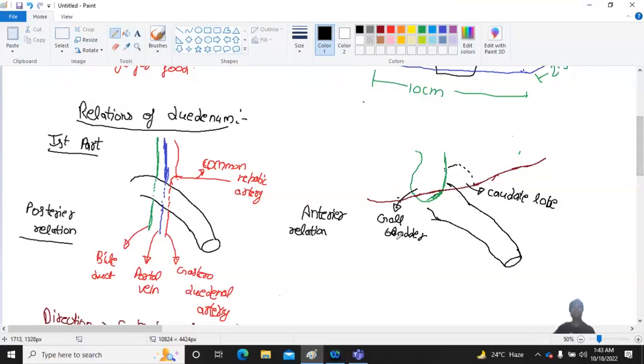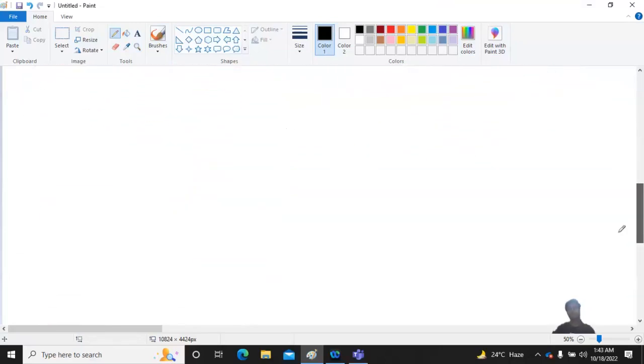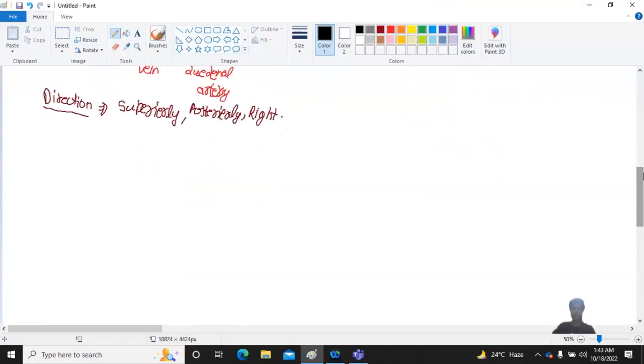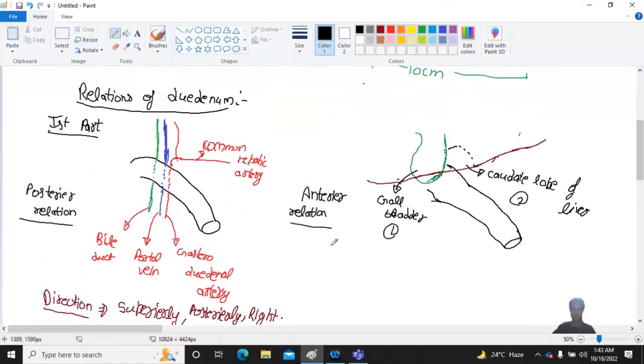These are the anterior relations of the duodenum. What? One, gallbladder and the caudate lobe of liver. Now come to the second, third, and fourth part. We can here write also superior and inferior relation. Superior and inferior relation also.